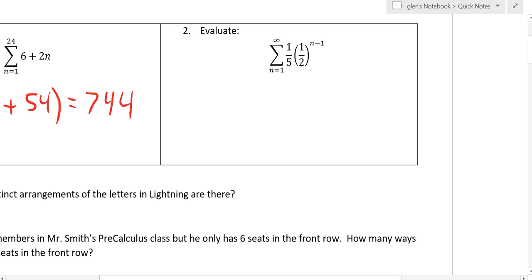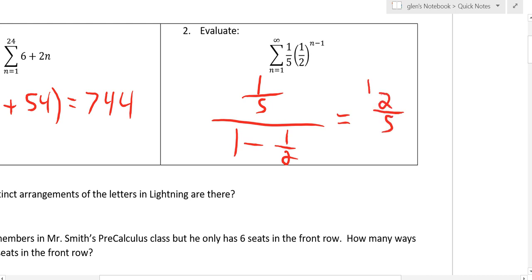You plug in that bottom number first to see what the first term is, because this could start at like 3 for some reason. But either way, you plug in 1, you get a 5th, so that's the first term. Then you divide by 1 minus r, which is a half. And 1 minus a half is a half. A 5th divided by a half is 2/5. Cool? I know that's all review stuff.